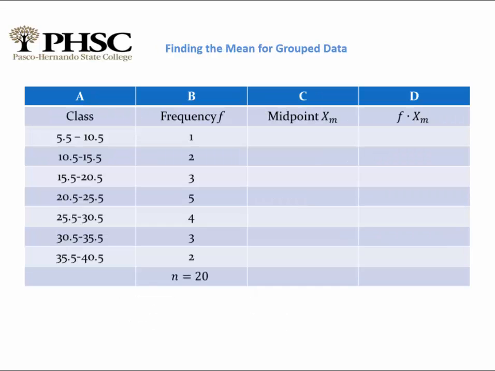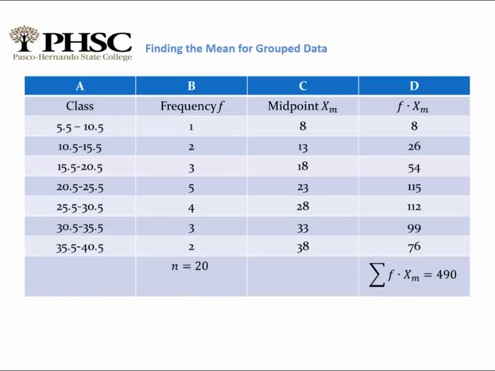So here I have my classes, and I have the frequency in each one, and the summation of column B is 20. And that's going to be my denominator in my formula. So the next thing is I find the midpoint, so 10.5 plus 5.5 divided by 2 gives me 8, and so on for all of the classes.